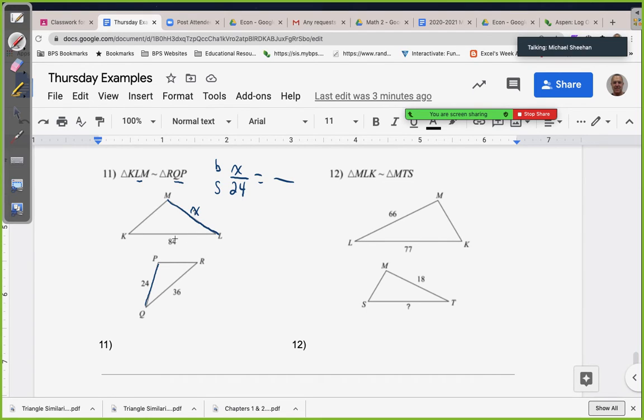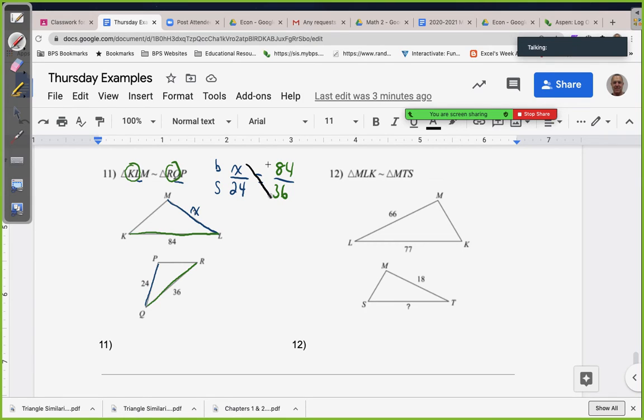Now I need the other number for my big triangle, which is the 84. So that's going to go up top. I have all my big triangle numbers on top. And the 84 goes from K to L. And it should be the 36, but I'm just making sure it's not a trick question. K to L are the first two letters in the similarity statement. R to Q are the first two letters. So the 36 has to match up with the 84. And that's the most important part. Once you've got this correct, chances are everything's going to be correct.